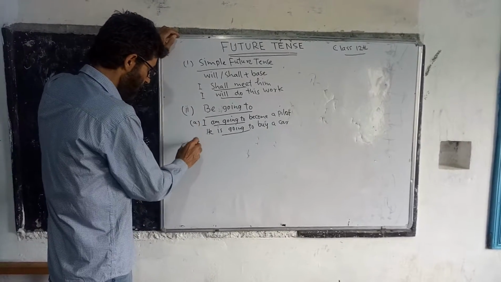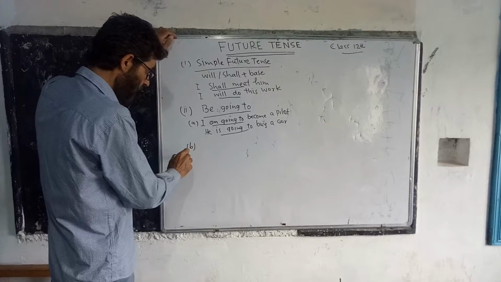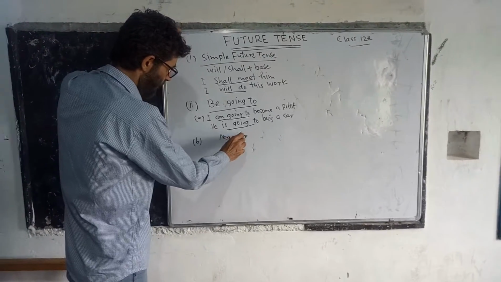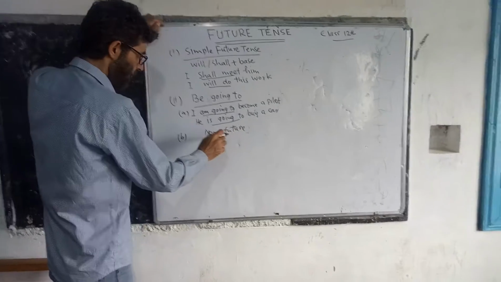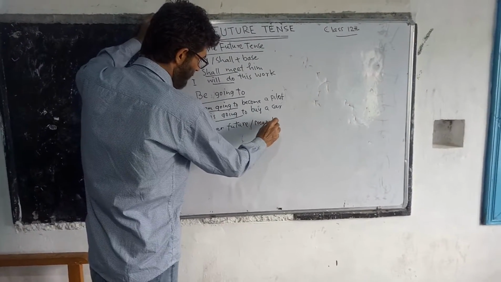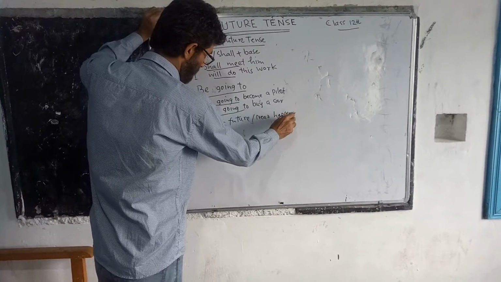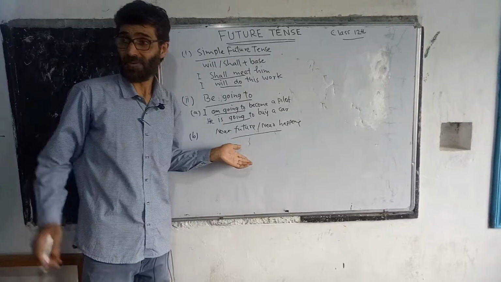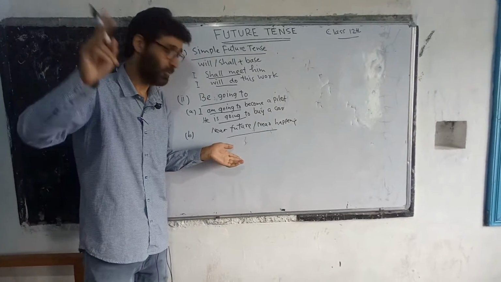Now there is a second use of be going to. It shows near future, very, very near future or near happening. Very interesting here. It shows very, very near future or very, very near happening that will take place in future.